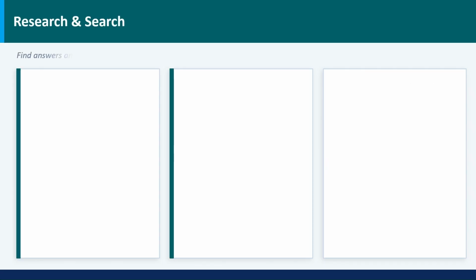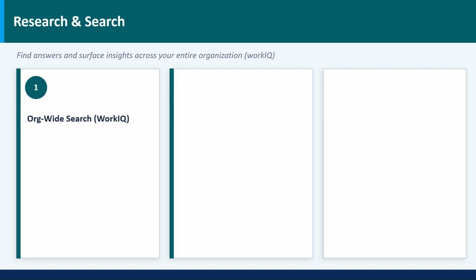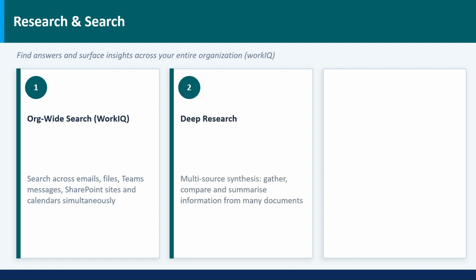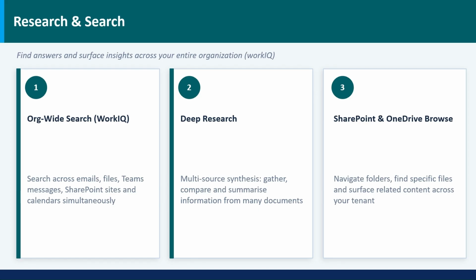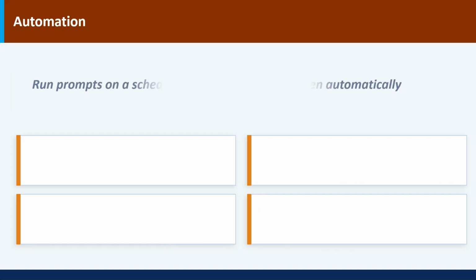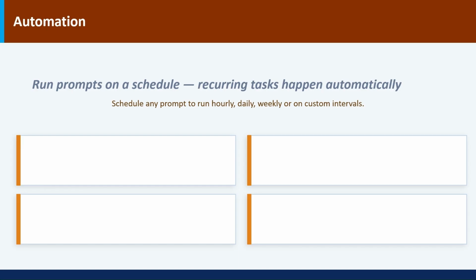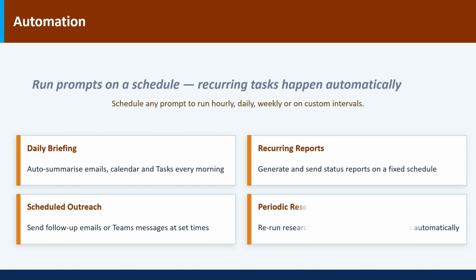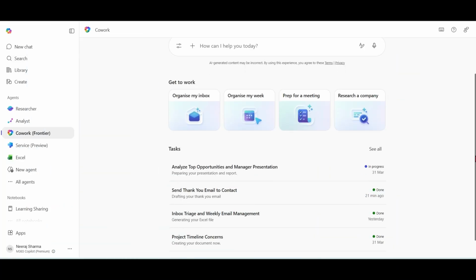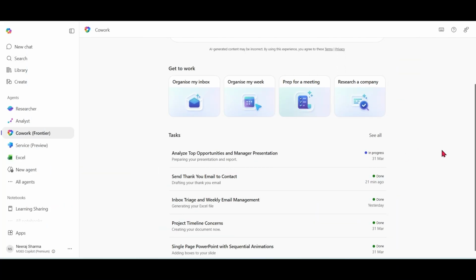It can also help you in research and search. Like I mentioned in my demo session, we have the deep research skill. It can use organization-wide search using IQ, Work IQ. You can do deep research using skills. You can manage your SharePoint and OneDrive entirely and do search on that. We are able to schedule our prompts with the help of Cowork, and it can help you in various use cases. You can see that we can run multiple tasks all together in parallel.